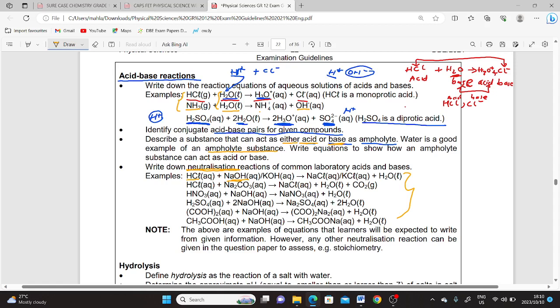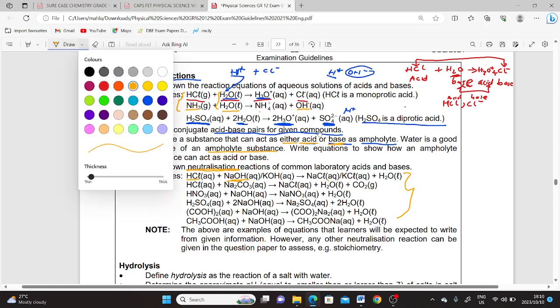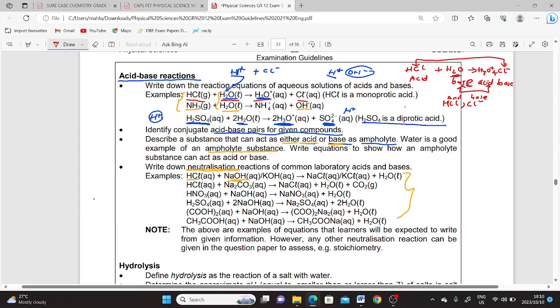If we have HCl and NaOH, then we're going to have NaCl plus H2O. So what is happening? These things will ionize. Let's write it down. All of them will ionize. So HCl will ionize to H plus and Cl minus, and NaOH will ionize to Na plus and OH minus. What's happening here? Because this will be mixed in one container.